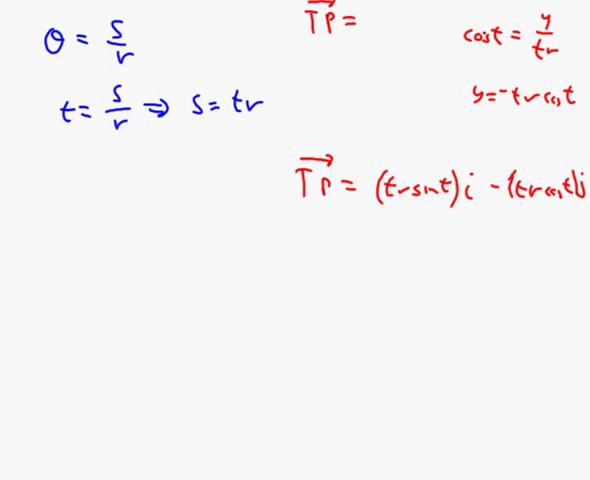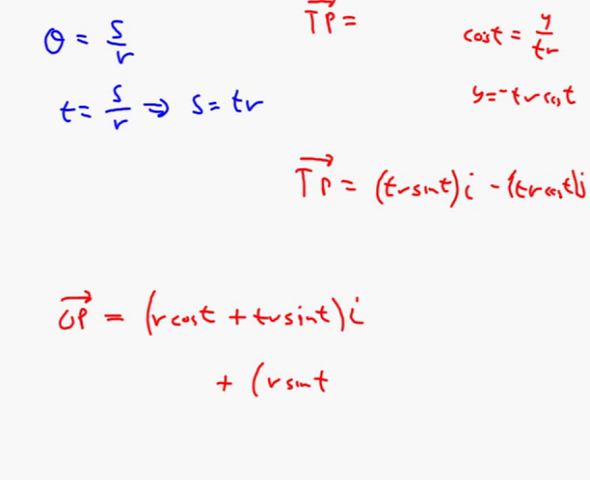So finally, we can write the vector we're really interested in. The vector OP is going to be the sum of those two vectors. So we'd add the two x components. It would be r cosine t plus tr sine t times i. And then we're going to have plus r sine of t minus tr cosine t j. And that's your parameterization for the involute of the circle.